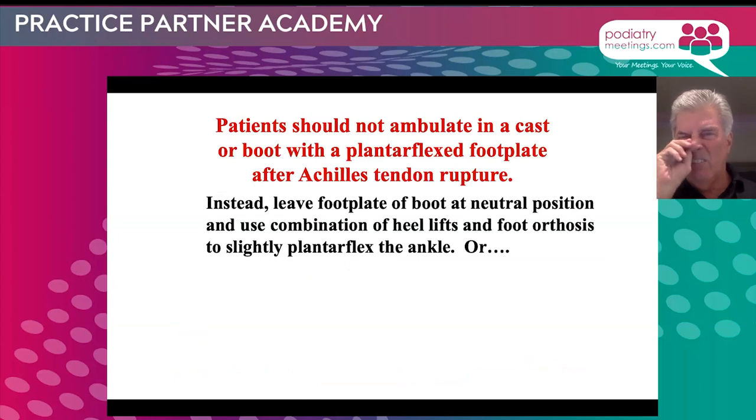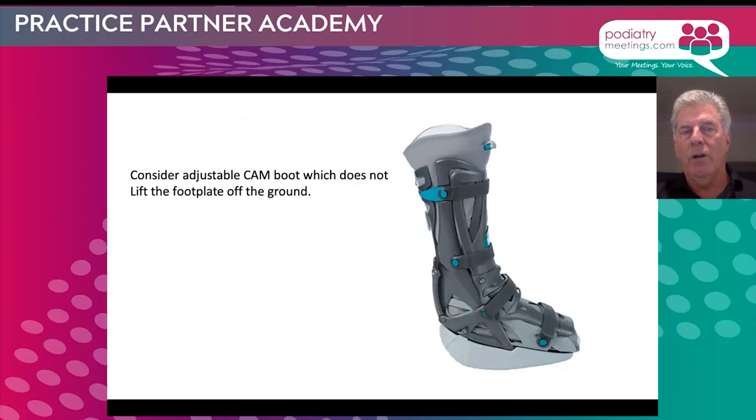So this really justifies either putting the patient in a standard 90-degree boot with graduated heel wedges, or consider using a boot like this, which keeps the foot plate flat on the ground, but allows you to incrementally plantar flex the ankle within the boot and adjusting the tibia to foot angle.